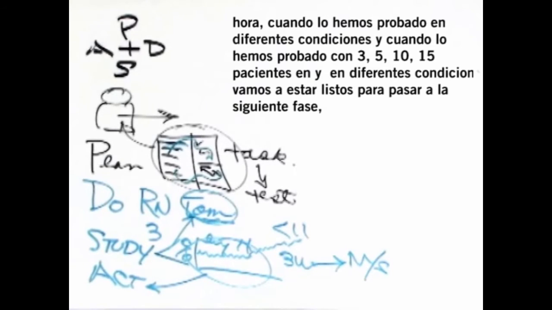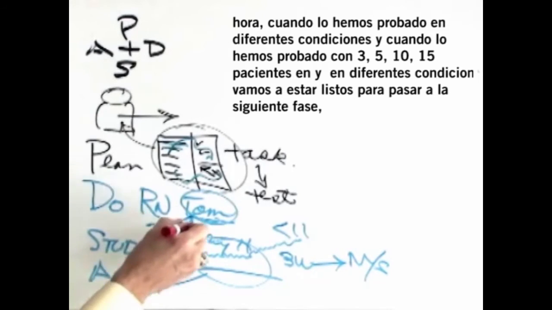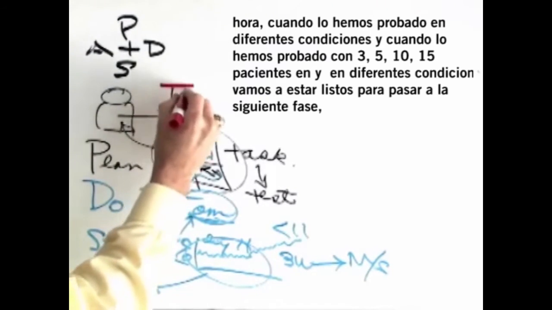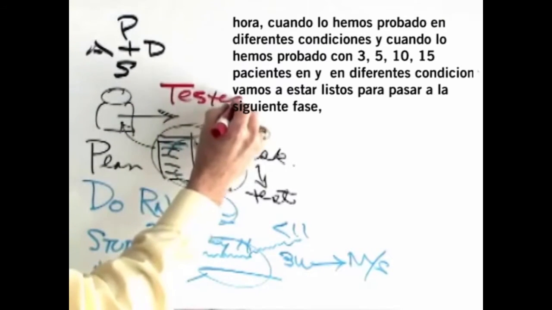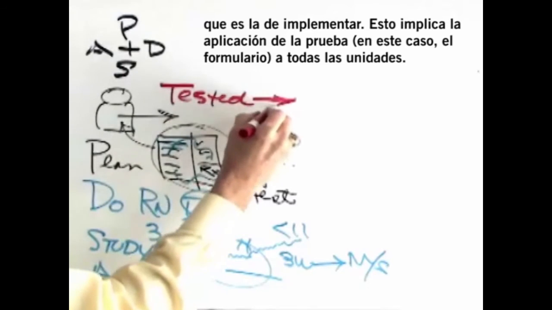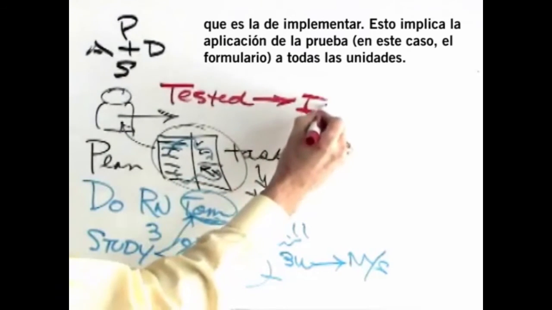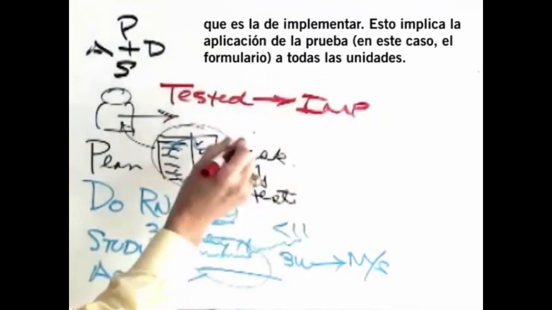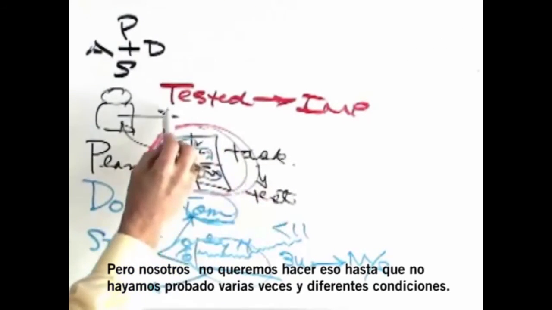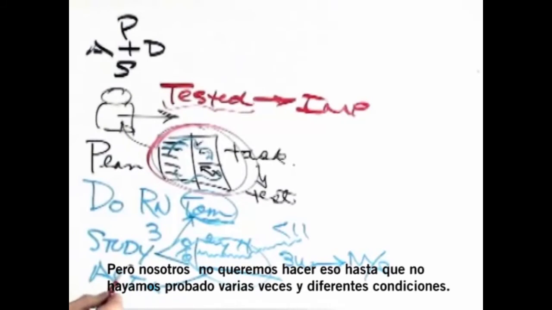Now, when we've tested under different conditions, and we're now accumulating, we've tested it with 3, 5, 10, 15 patients, at some point after we've tested under different conditions, we're going to be ready to move to the next phase, which is to implement. That is, implementation of the test, in this case the form, to all units. But we wouldn't want to do that until we've tested, especially under different conditions.